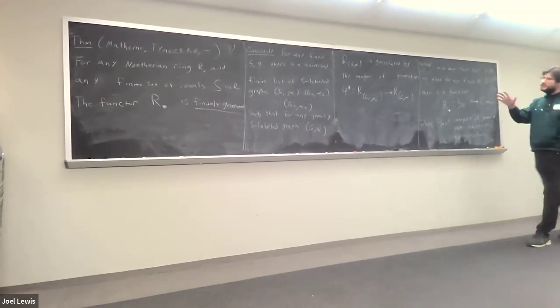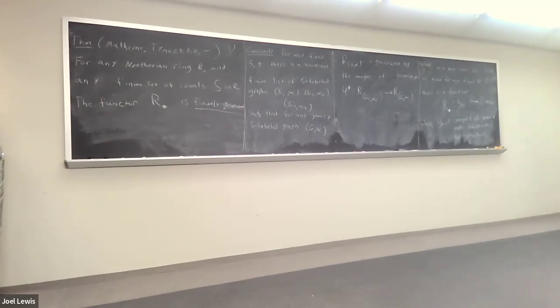But yeah, are there any other questions about this? Yeah, please. These finite sets of labeled graphs, are they a separating family? Separating in what sense?